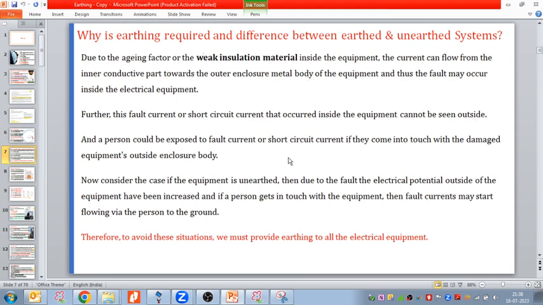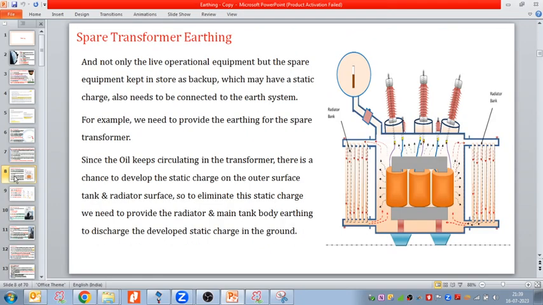That is the case of the motor, Amir, correct? Now, this is not applicable only for live, charged, operational equipment. This concept is applicable for spare equipment as well. What I mean by this is, let us consider a transformer: not only the live operational equipment, but also the spare equipment kept in store as a backup.